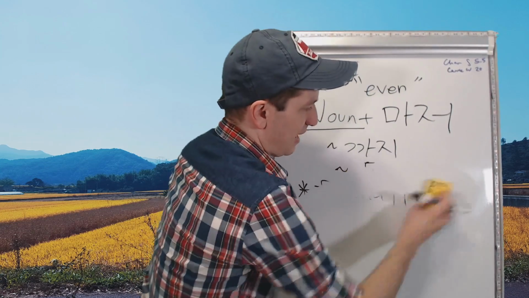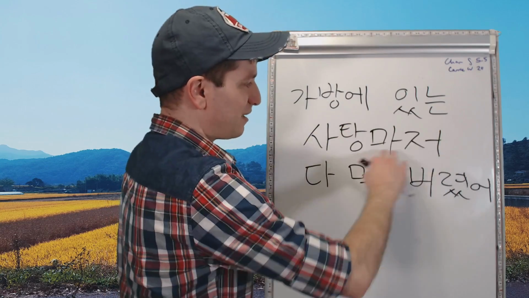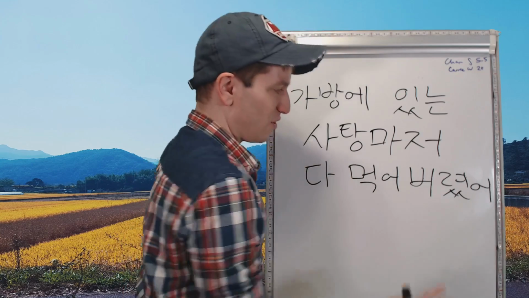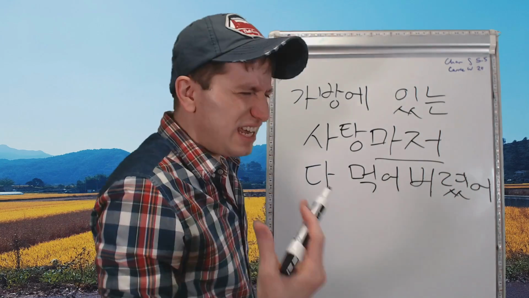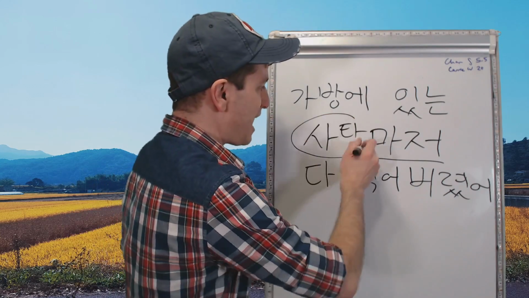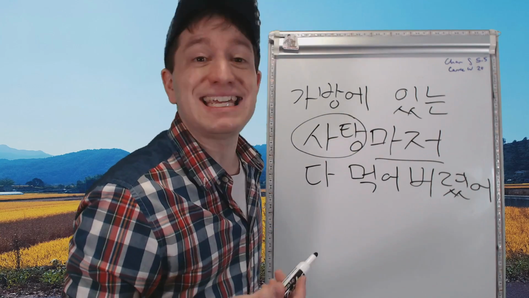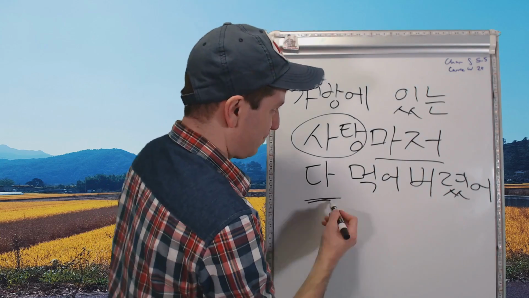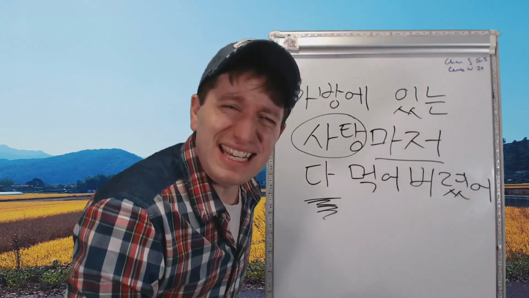Let's give you some examples. 가방에 있는 사탕마저 다 먹어버렸어. He or she even ate even the candy in my bag. So this candy was the last part of something that they hadn't eaten. So they had eaten everything. They ate everything in my bag, even the candy.